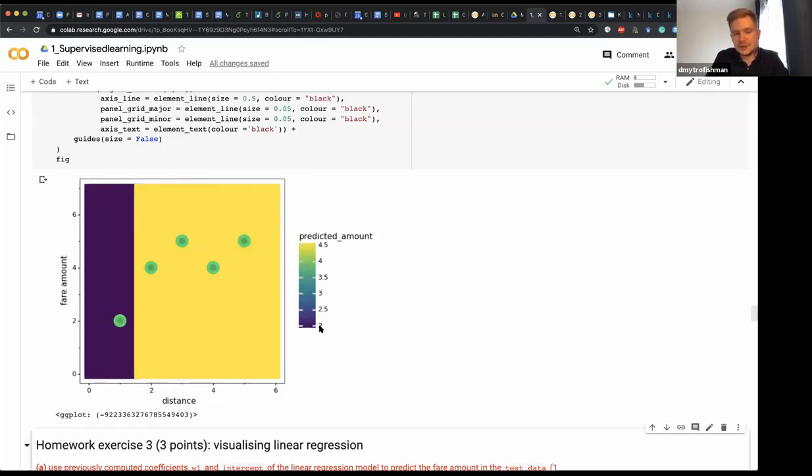I have a question for you guys. Does anyone know why we split in the middle? Why don't we split at, let's say, 1.6 or 1.55 or 1.49? Why do we split in the middle? Why does the line go through the middle?